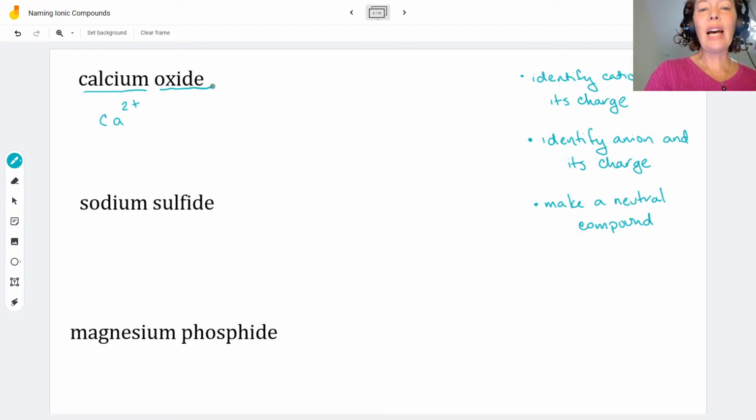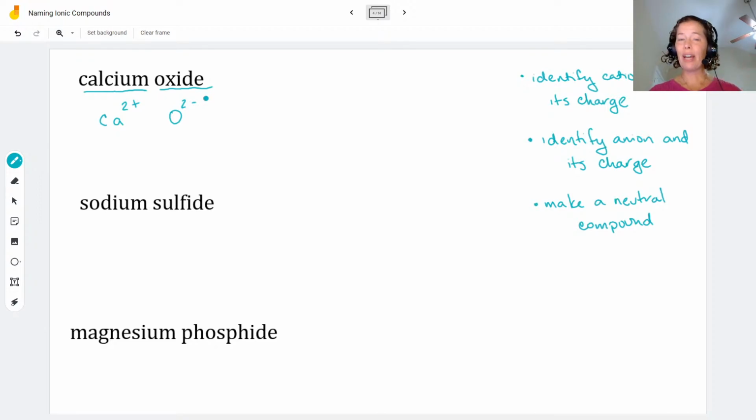Our anion is oxide, and you probably remember from all of our previous examples, oxide comes from oxygen. Again, if you find oxygen on your periodic table, you will see that it's in, depending on how your periodic table is organized, either column 16 or column 6. So when oxygen is an ion, it has a charge of -2, or again, we write it as 2-.